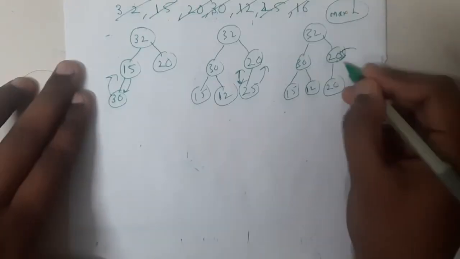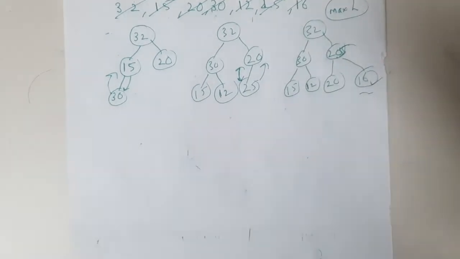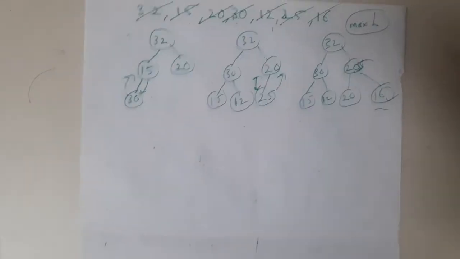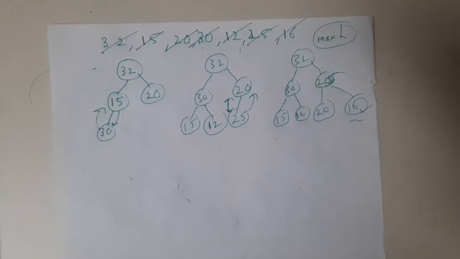After that we have 16, 16 will come here, done. So now you constructed the max heap, simple, right? In 3 steps on a small piece of paper I have constructed it. So the next question is deleting nodes. How can you delete in a max heap or min heap?